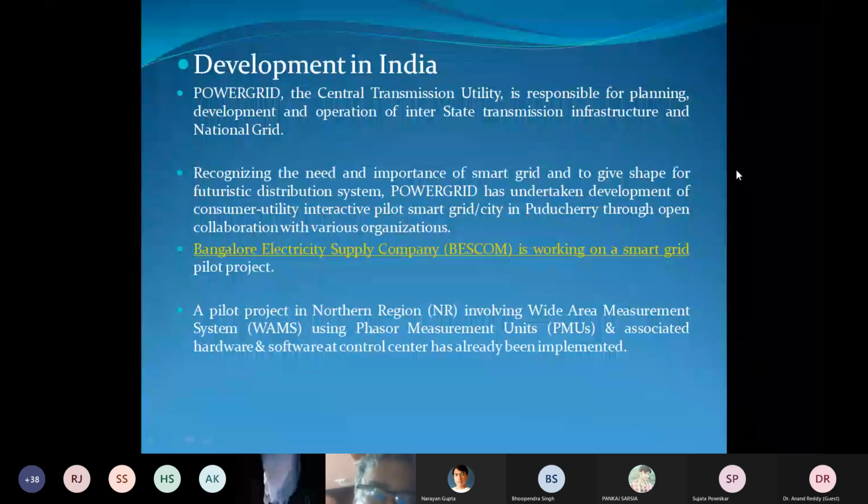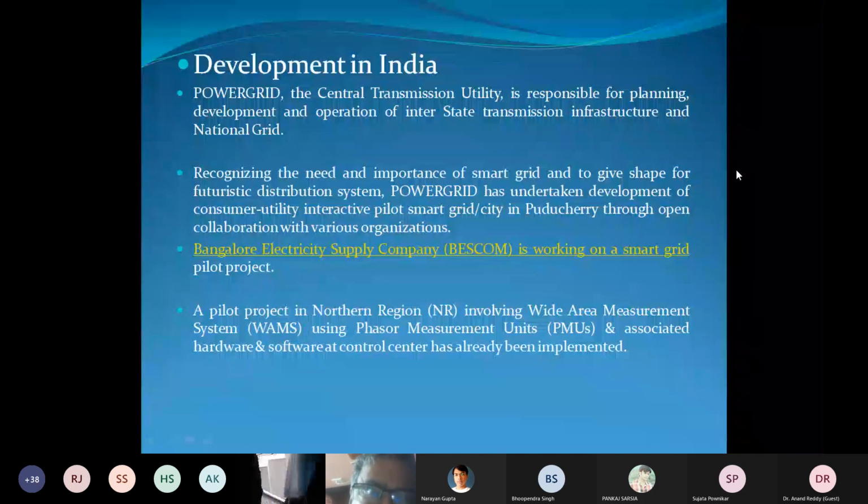NTPC is again responsible for generation. NHPC is for hydropower generation. The nuclear board in Kota is for nuclear power. For solar energy, there is Gurgaon. And for wind energy, there is Chennai.